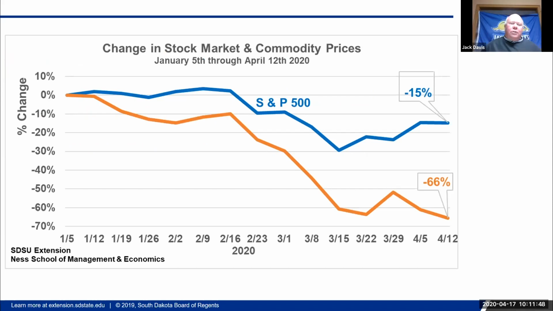Just going to quickly introduce how our stock market has fallen and oil prices. So in the blue is the S&P 500 index, and that's gone down 15% from January 1st to April 12th. In oil, I used cash spot West Texas Intermediate crude price for this, and that's down 66%.